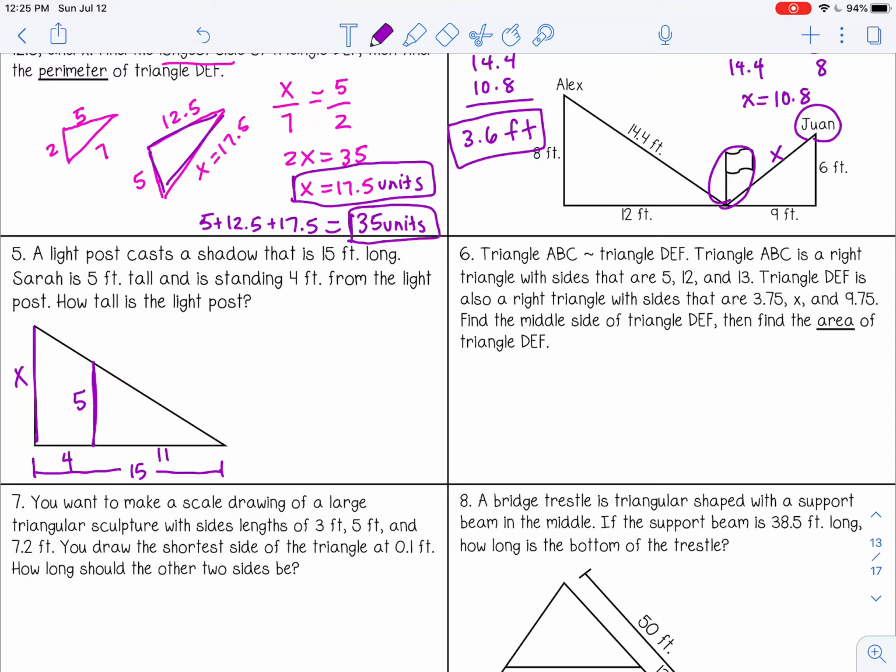All right, so I'm going to quickly sketch out the two triangles separately. So this is the little one. This is the bigger one. All right, so now I can easily make a proportion. 5 over x, 11 over 15. All right, so I have 11x equals 75. That gives me 6.8 feet.